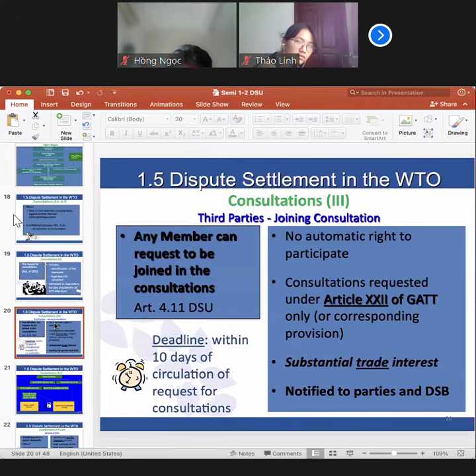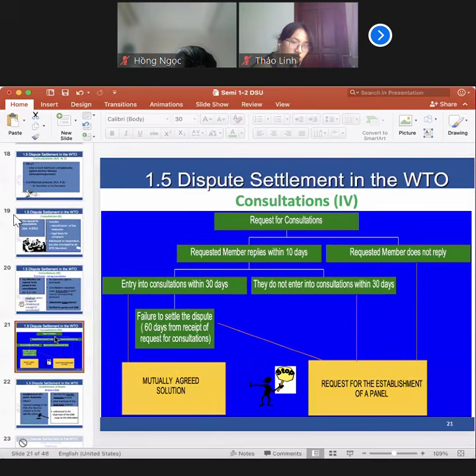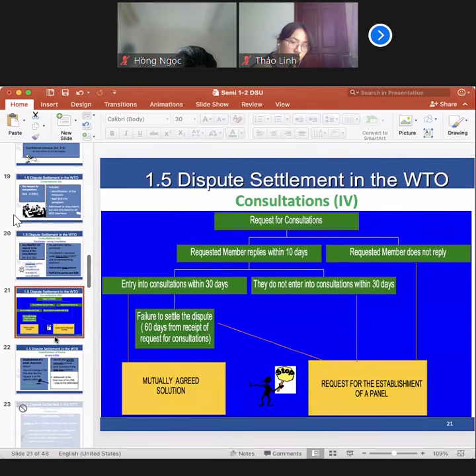Maybe we just pass by the third party. We don't have much time to talk about third parties right here. Now, please follow this slide, which presents Article 4, Paragraph 3 about the time frames and cases that they have to follow.